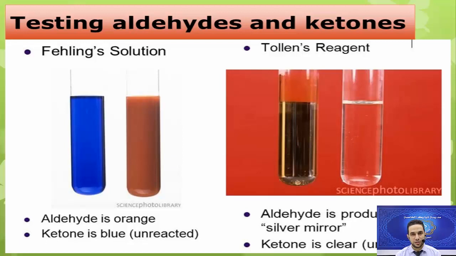So I can distinguish whether this is an aldehyde or a ketone by adding Fehling solution or Tollens reagent. If it gives a positive test, the color changes, it is what? An aldehyde. But if it gives a negative result or a negative reaction, it means it is a ketone.